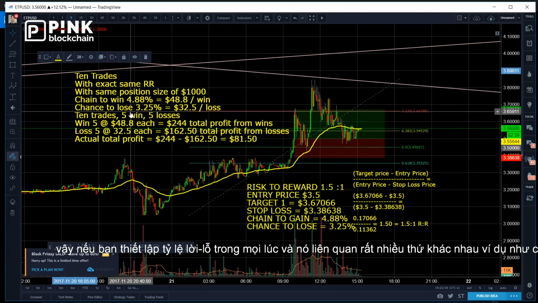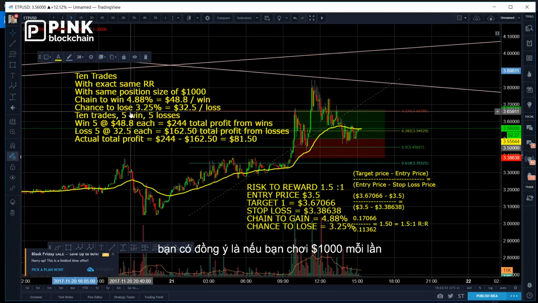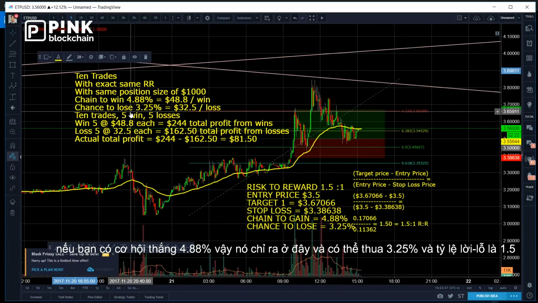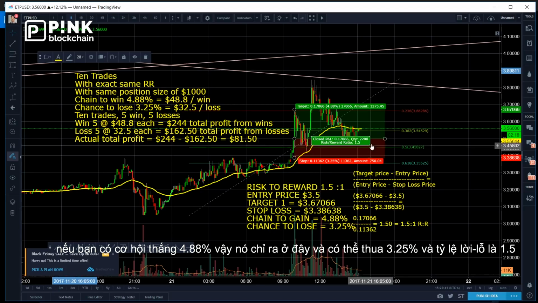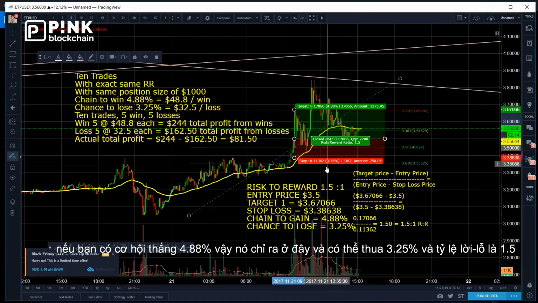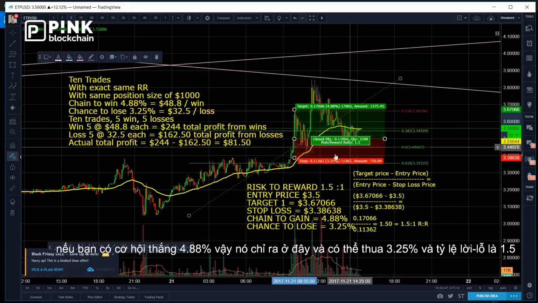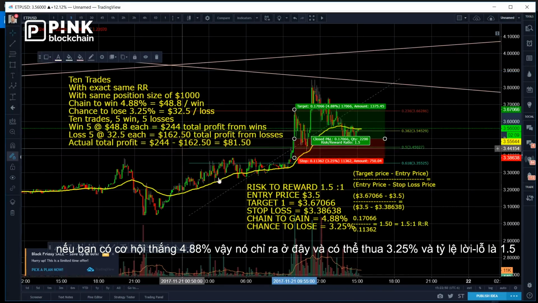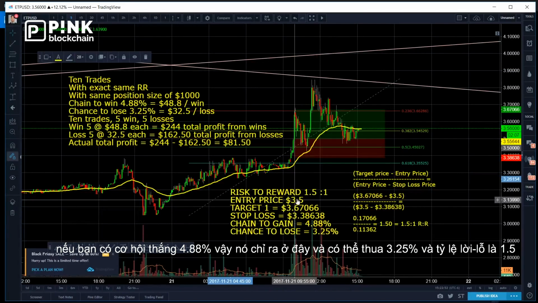Okay. So if you guys took this risk to reward setup every single time, and I've also related it to many different examples, like the casino example as well, would you guys agree with me that if you were playing $1,000 every single time, if you had a chance to win 4.88%, so it says right here 4.88%, and you have a chance to lose 4.25% there, your risk to reward ratio is 1.5, okay? 1.5, we've all defined it already.